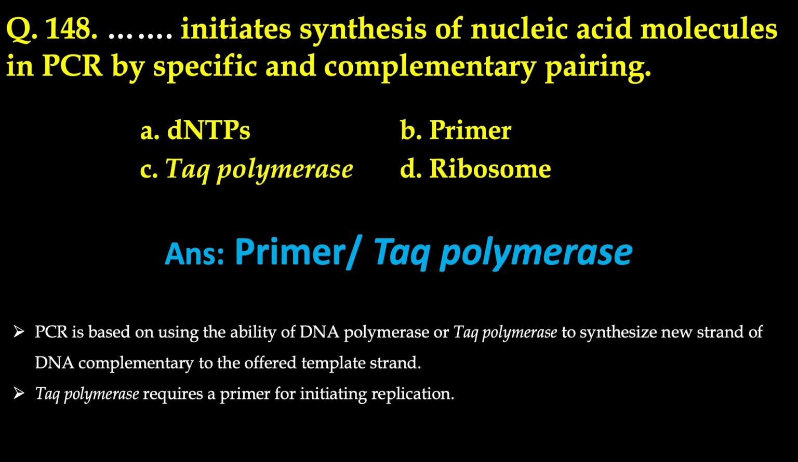As we know, PCR is based on using the ability of DNA polymerase or the Taq polymerase to synthesize a new strand of DNA complementary to the offered template strand. And Taq polymerase always requires a primer for initiating the replication.